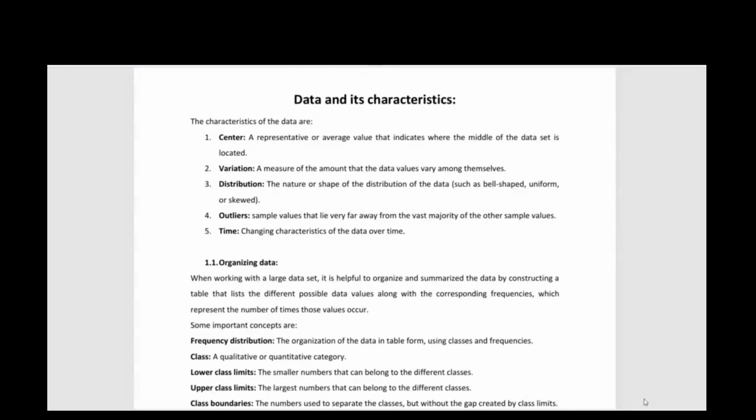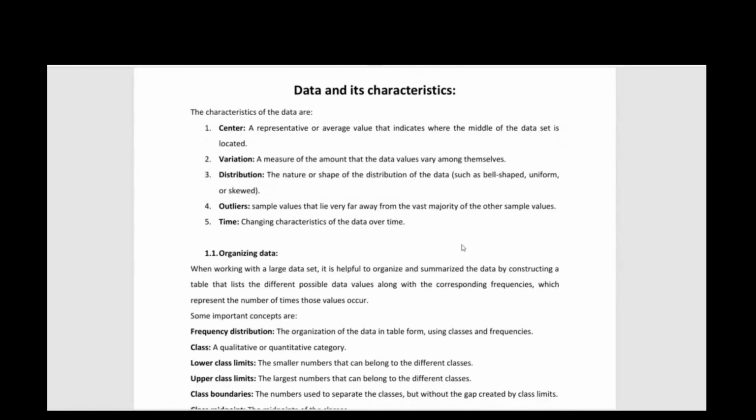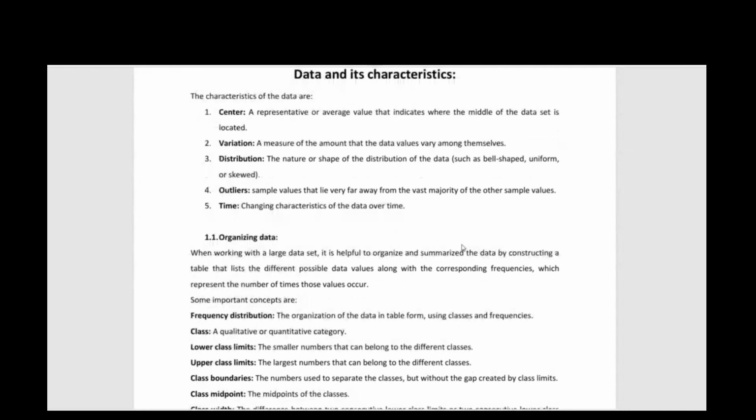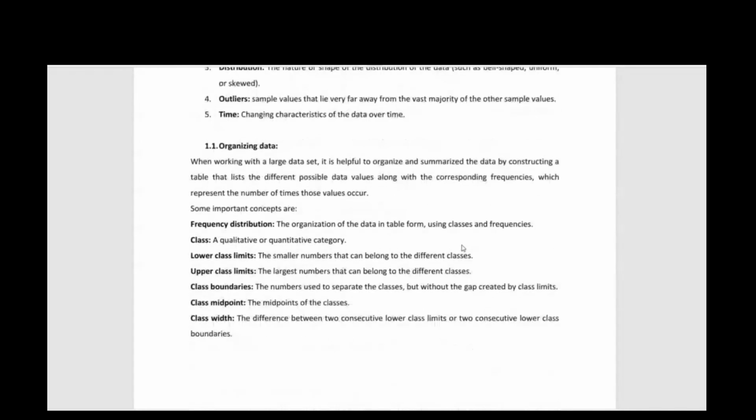Now, when we collect data, we need to organize the data. Especially when we have a large data set, it's very helpful to organize and summarize the data by constructing tables that list the different possible data values along with the corresponding frequency. The frequency is basically the number of times that a value appears in the data set.